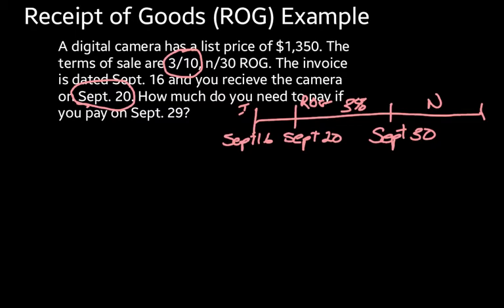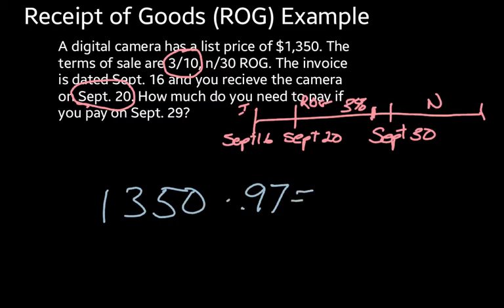So according to this question, it says how much do I need to pay if you pay on September 29th? That's right before that 3% window goes up. So I'm going to actually get that 3% discount and take my $1,350 and multiply it by not 3%, but I'm actually going to multiply it by the percent I have to pay, which is 97%, the complement of 3%, and then as a decimal it's 0.97. So multiplying that out, I get $1,309.50.